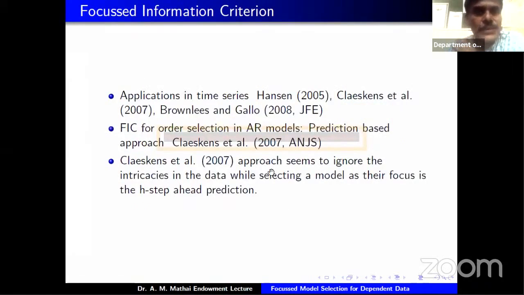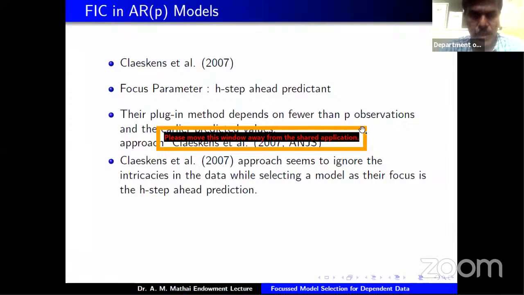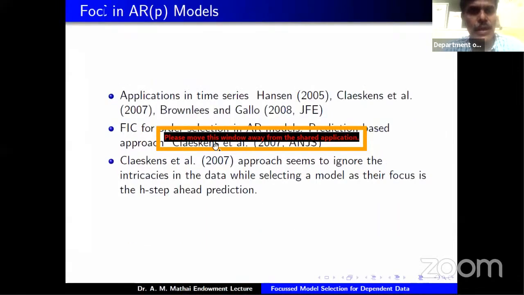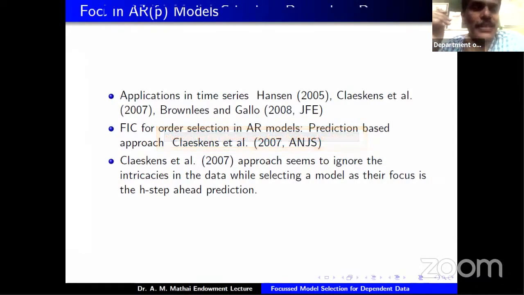And this was also extended in the context of dependent data, where you have this paper from 2007. This paper appeared in the Australian Journal of Statistics, where the same authors worked on it. That was the first paper where dependent data is considered. So they worked on AR models, and their focus parameter is the prediction.